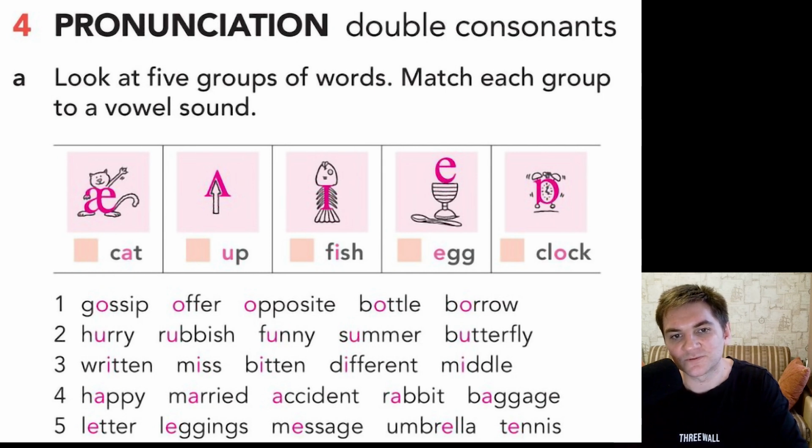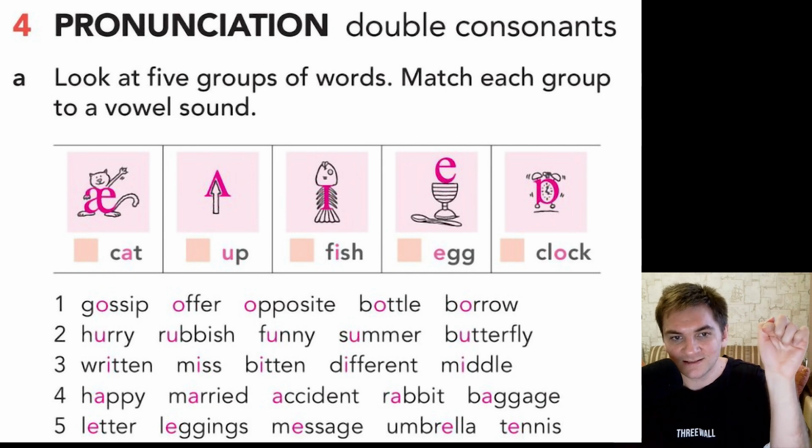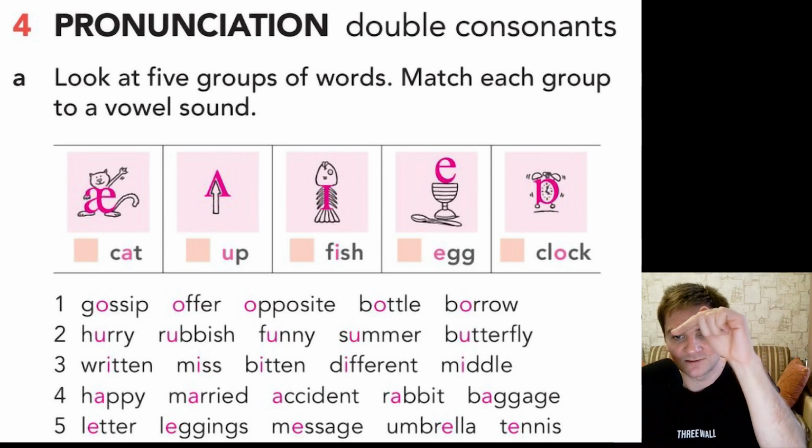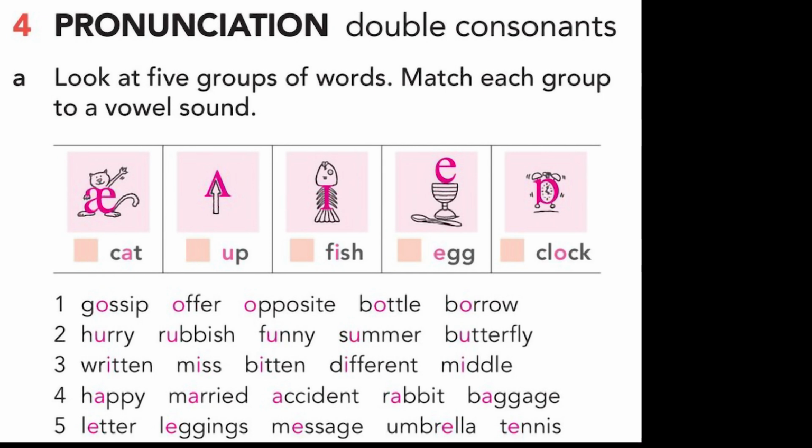A. Look at 5 groups of words. Match each group to a vowel sound. We have the sounds a, I, o. Here I'd like not to give you any comments about this task, because you see there are 5 sounds and 5 groups of words. Each group has only one sound. You need just to put 1, 2, 3, 4, 5 into these squares, under cat, up, fish, egg, and clock. They have different sounds. For example, gossip, offer, opposite, bottle, borrow. Which sound is it? You see, it's very obvious. Try to do it.